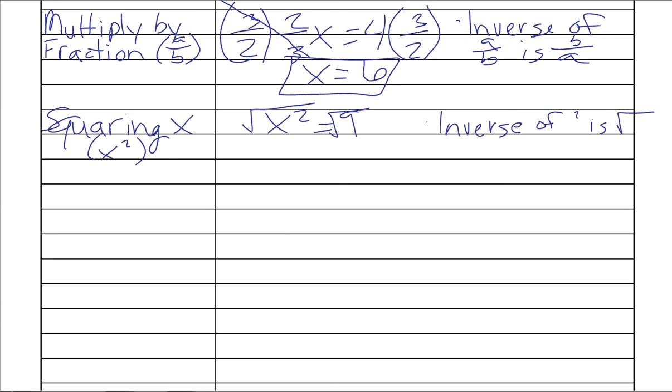The square root of x squared is just x. The square root of 9 is 3. The answer to our problem is x equals 3. Don't forget to go down and write in your summary.